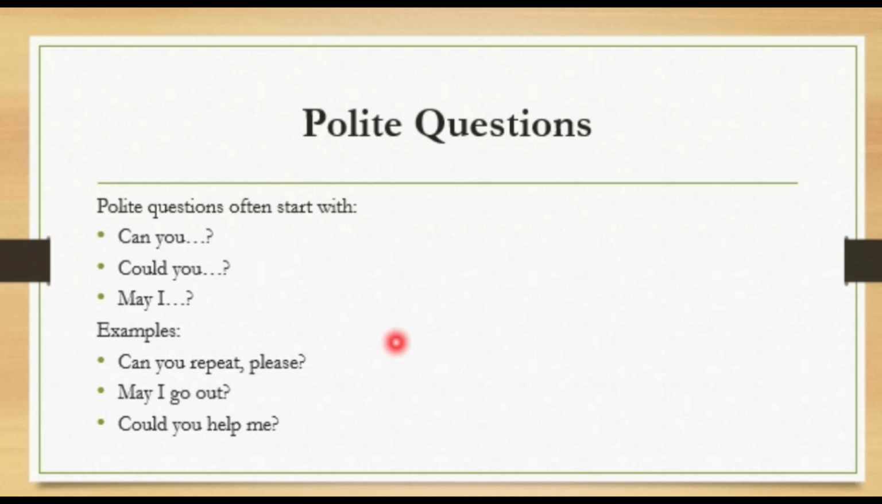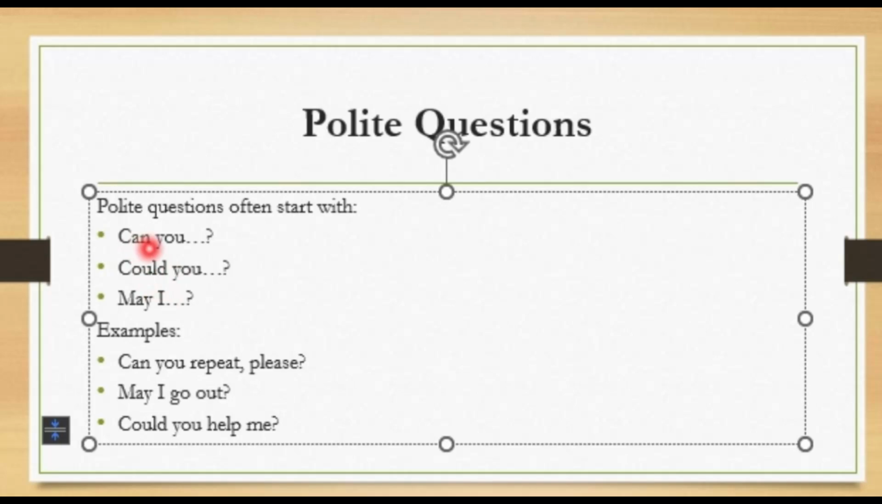So now let me be talking about polite questions. Polite questions often start with special words. So like this: can you, could you, and may I. So can you is a polite request. Could, here we're not talking about the past. Could is more polite than can. So if I say, can you do that? Could you do that for me? So could is more polite than can in this case when we make a request.